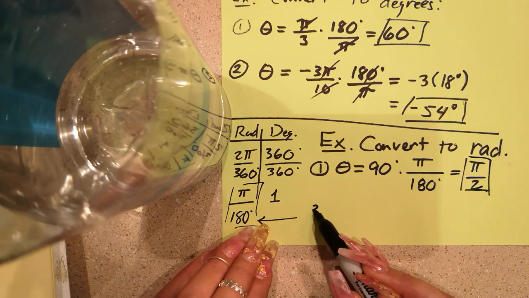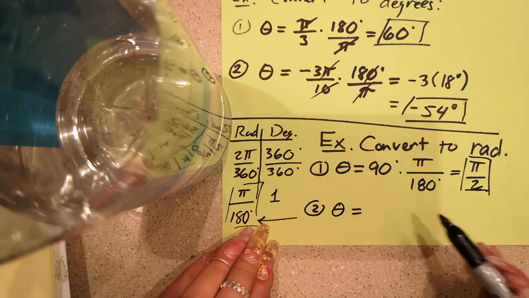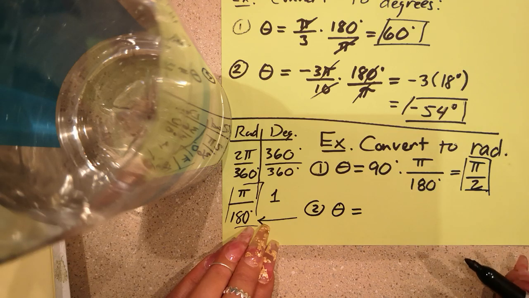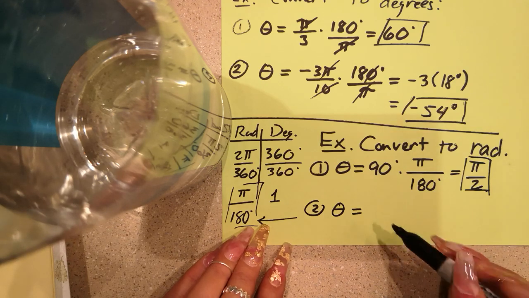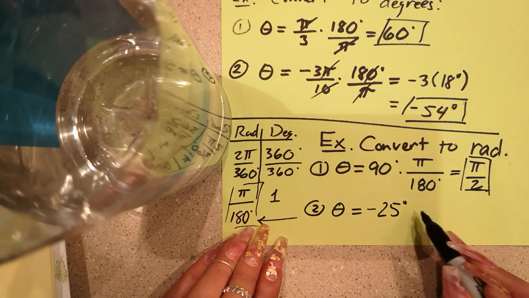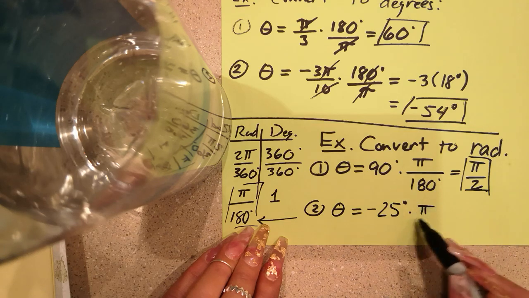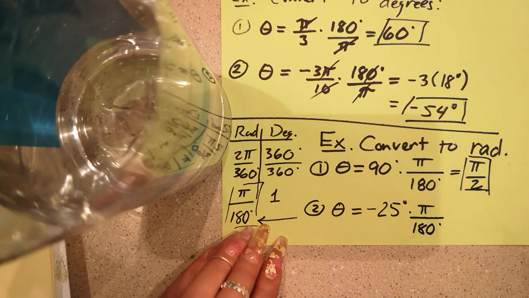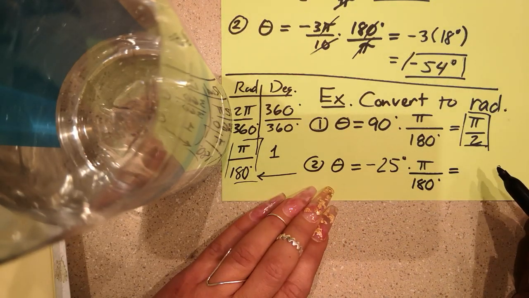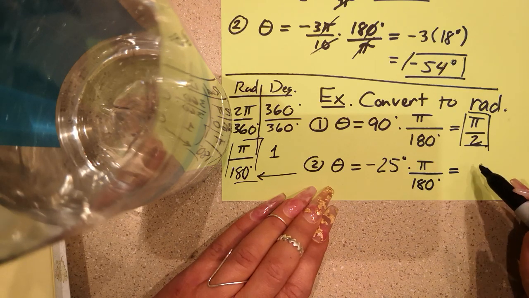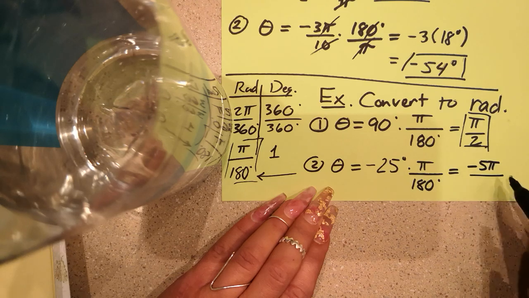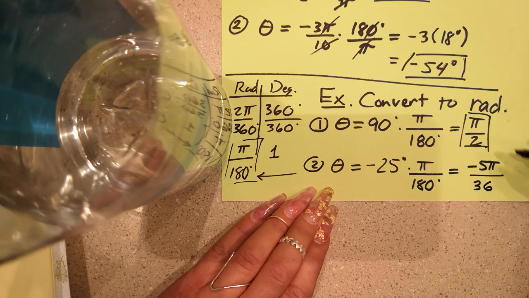Should I do one more? What about negative 25 degrees? So again, I have an angle in degrees, so my conversion factor would be pi over 180 degrees. So I would reduce my fraction, divide by 5, so what is that? Negative 5 pi over 36 in radians.